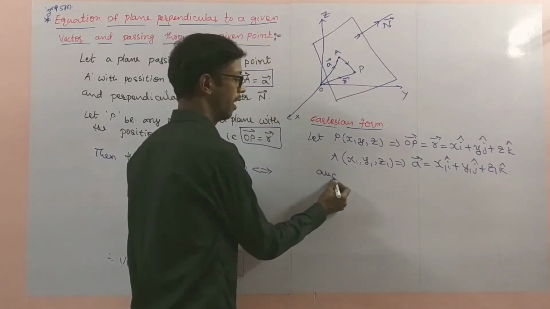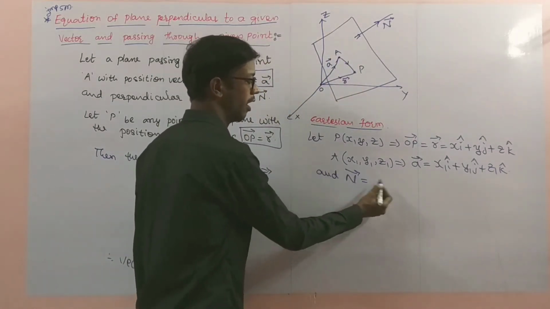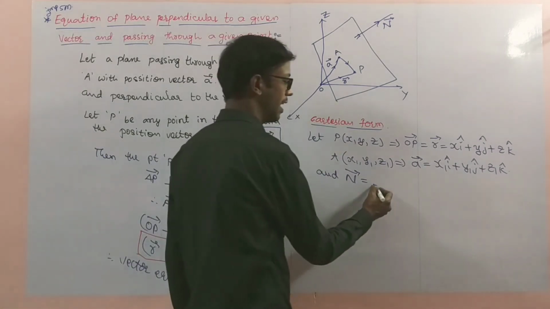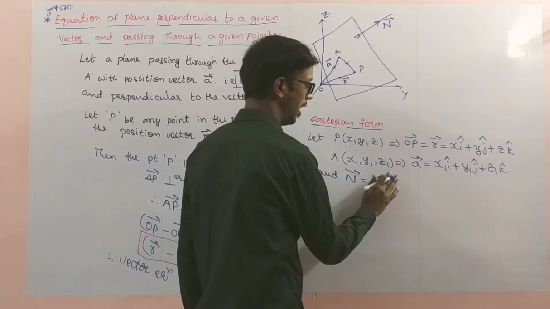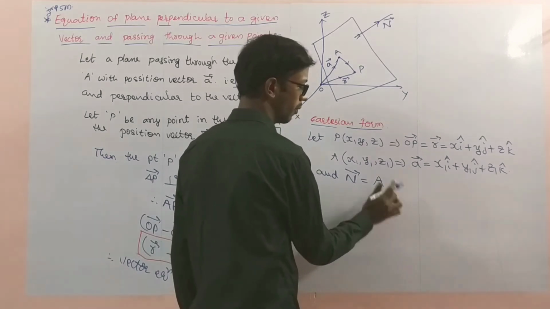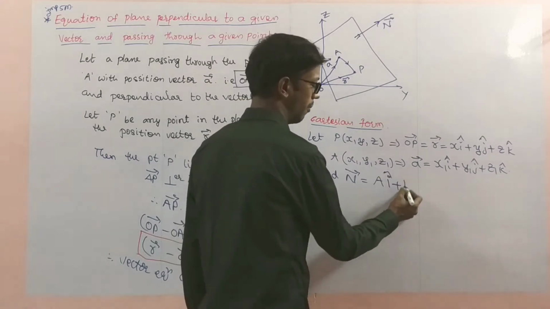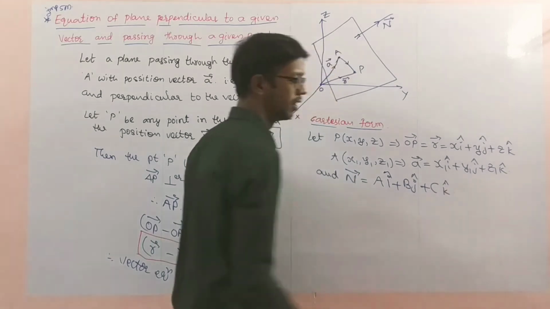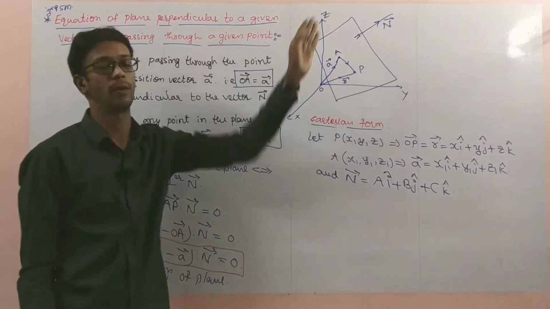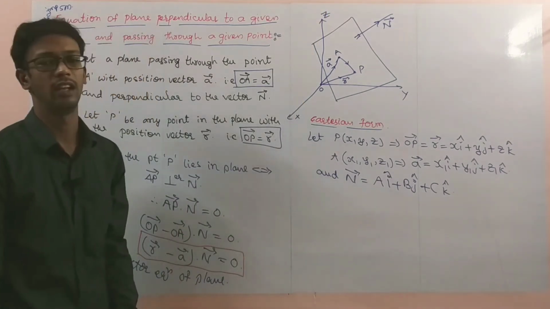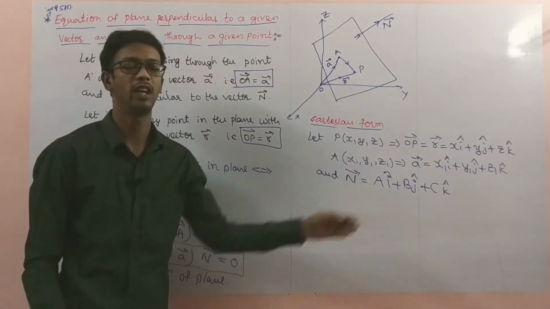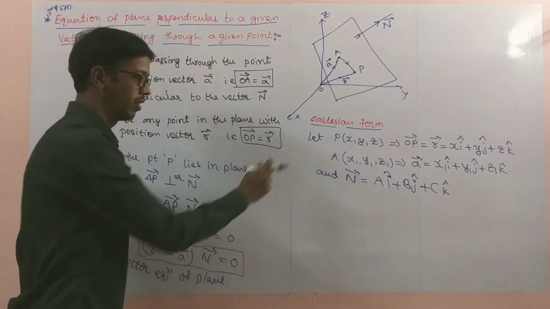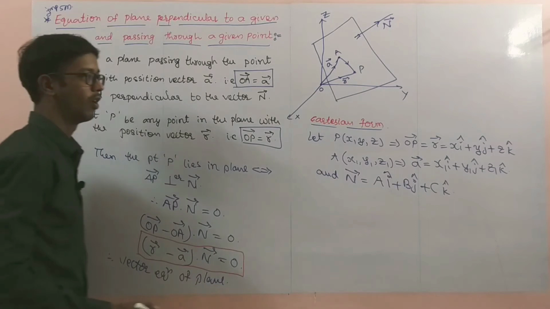And N bar is a vector. I am taking N bar as capital A i cap, capital B j cap, C k cap, a vector. N bar is perpendicular to the plane, so that's why I am taking A i cap plus B j cap plus C k cap. Now these three values we substitute here. So what will you get?